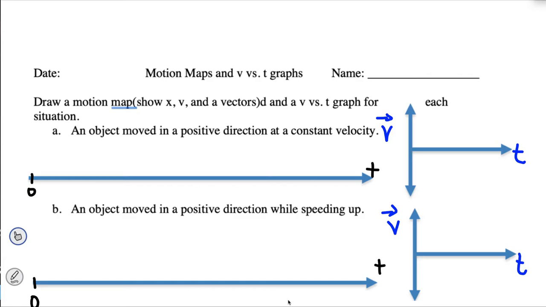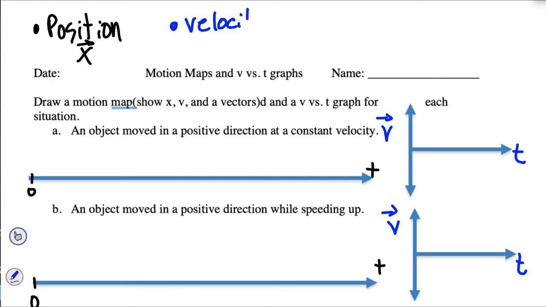Today we're going to talk about motion maps and velocity versus time graphs for both objects moving at a constant velocity as well as objects accelerating. We are going to use some specific colors to represent some things. We're going to use the color black to represent position. We're going to use the color blue to represent velocity. And we're going to use the color red to represent acceleration.